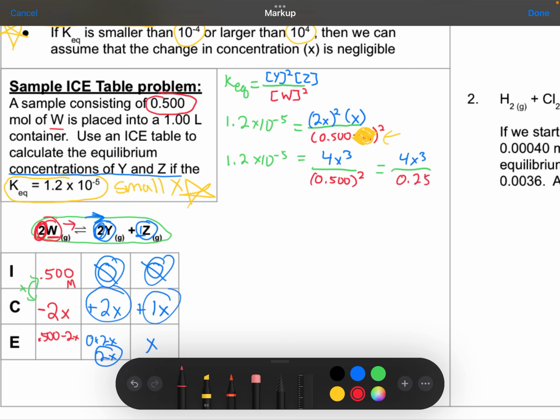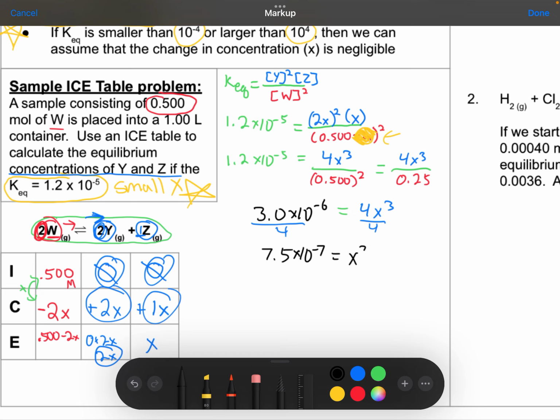All right. So now I'm going to do a little bit more mathematical simplification. I am going to multiply that 0.25 on both sides. So if I rewrite this again, I'm going to end up with 3.0 times 10 to the negative sixth on the left. And all of that is still equal to my 4x cubed on the right. I can divide both sides by 4. I can rewrite this problem one more time as 7.5 times 10 to the negative seventh is equal to our x cubed.